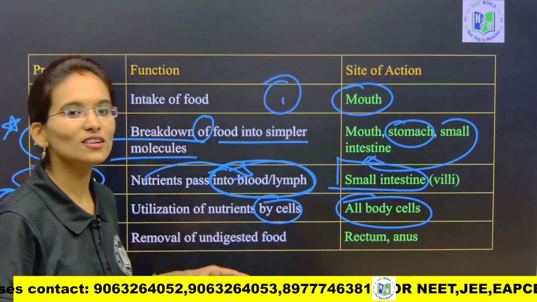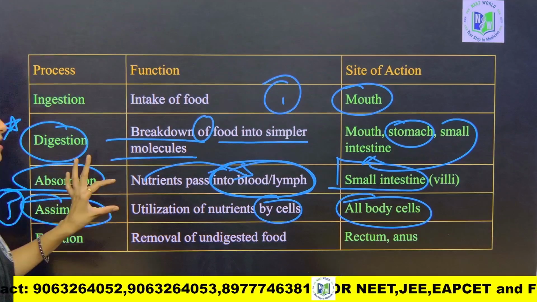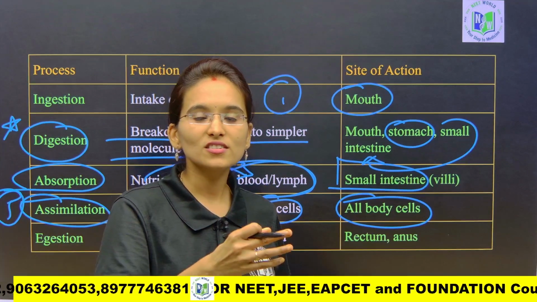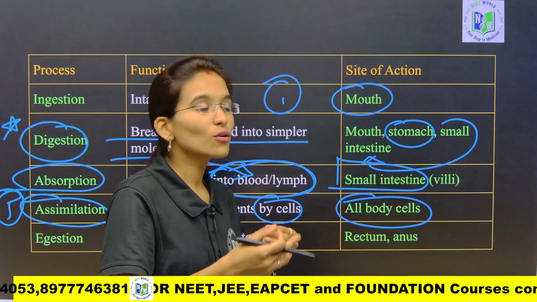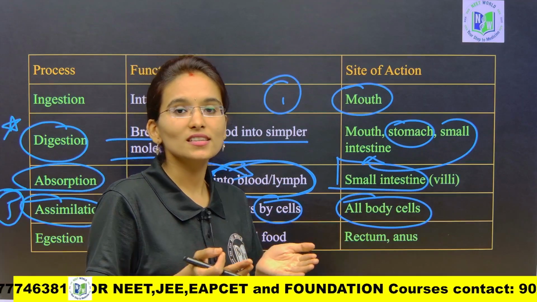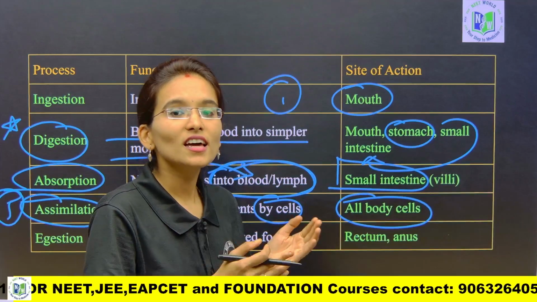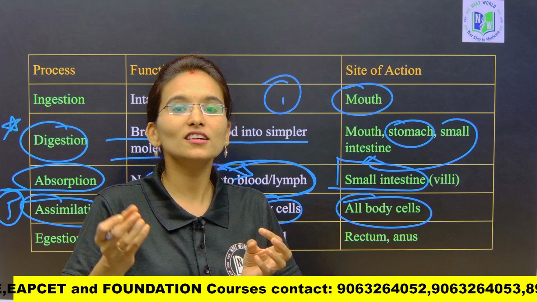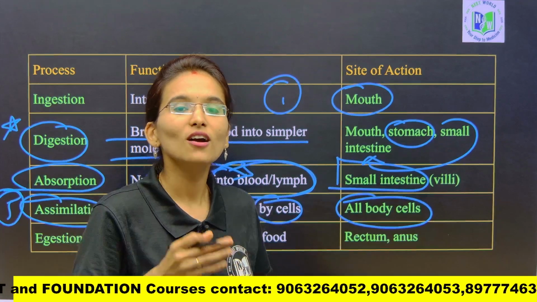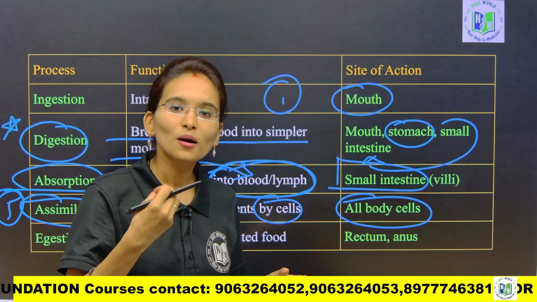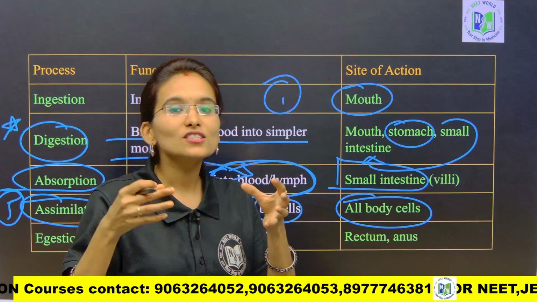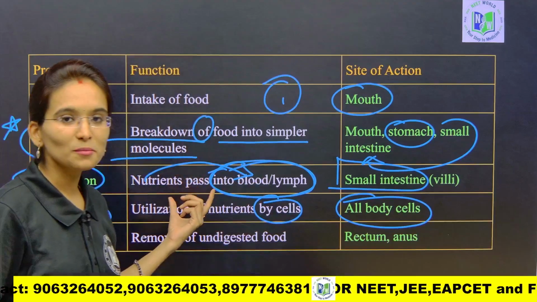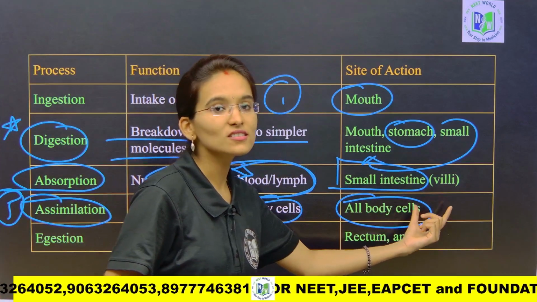Clear with these statements, students? Assimilation is nothing but utilization of the nutrients. After the digestion process, when the food is mixed with the enzymes and the digestive juices, the nutrients are transferred to the blood. From the blood the nutrients are transported to all the cells present in our body. So the utilization of nutrients by the cells in our body is called assimilation, and the site of action is just cells.